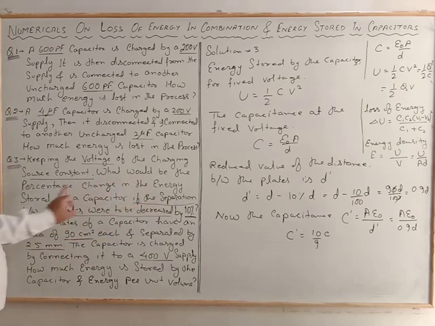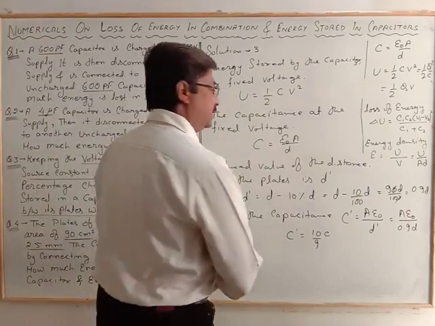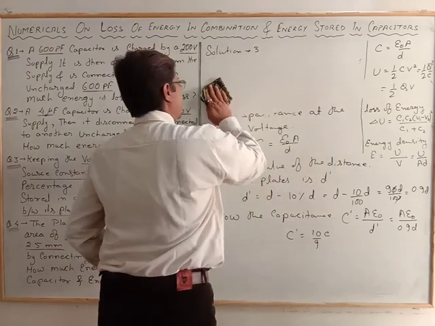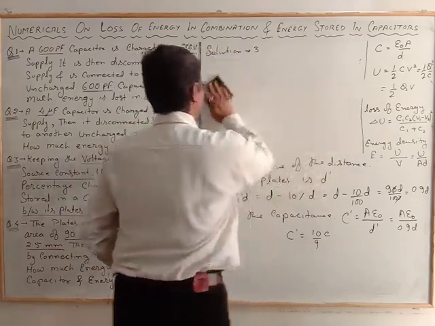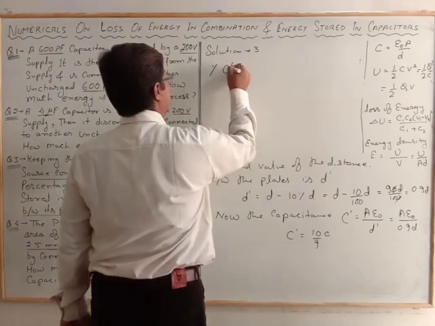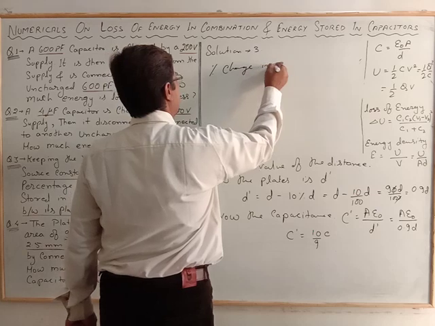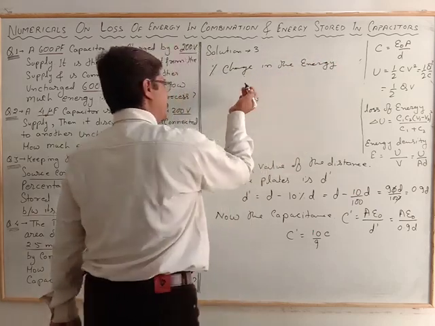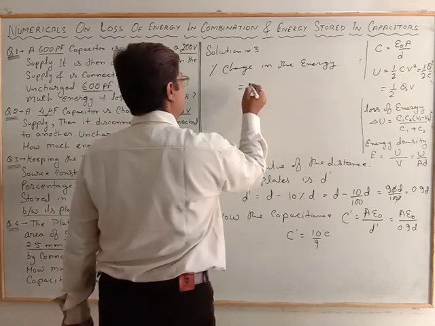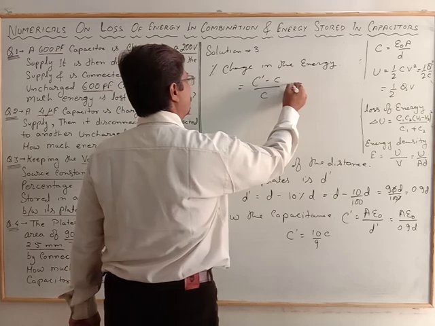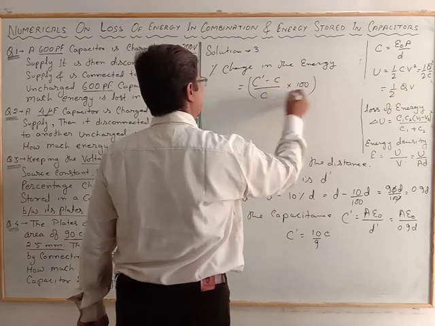Now the question is, with the reduced separation, what would be the percentage change in the energy? So percentage change in the energy is equal to change in the capacitance, that is C dash minus C by C into 100, that much percent.